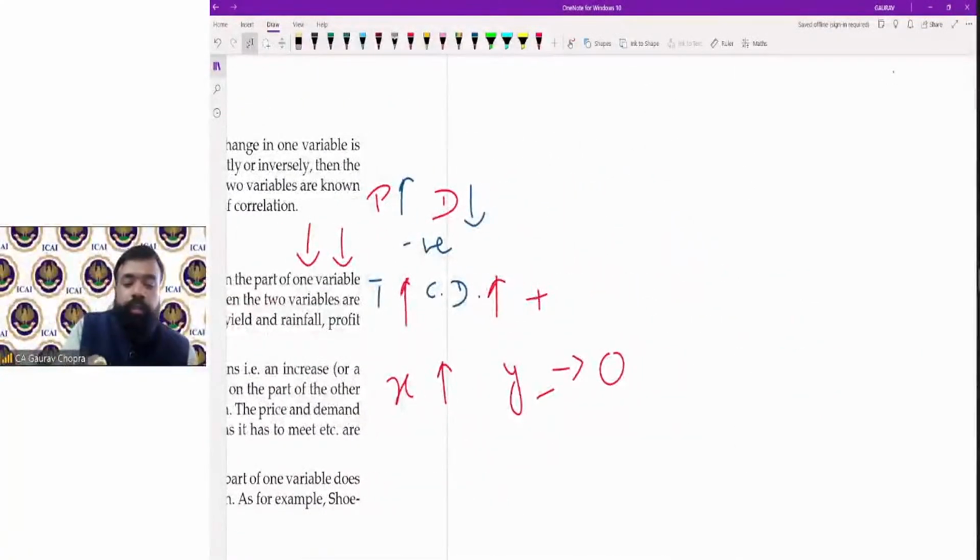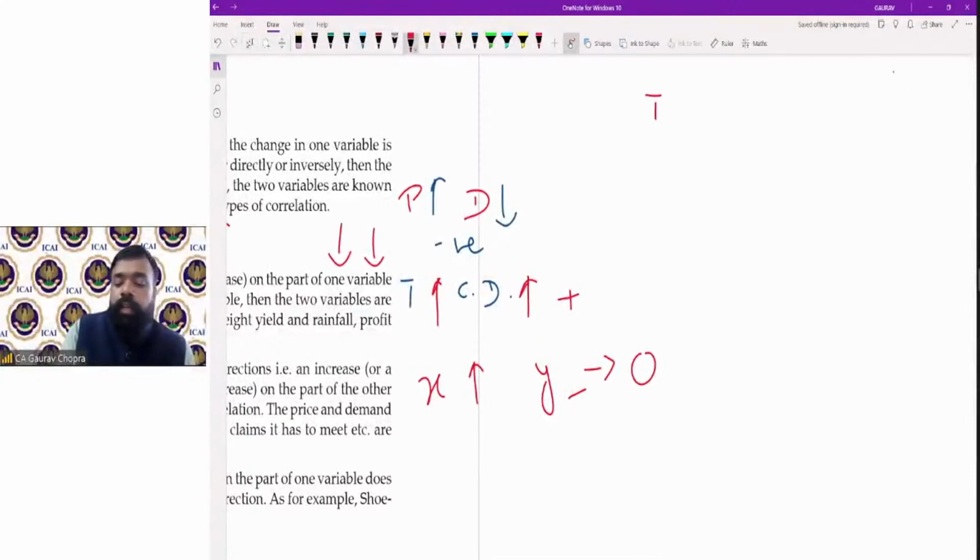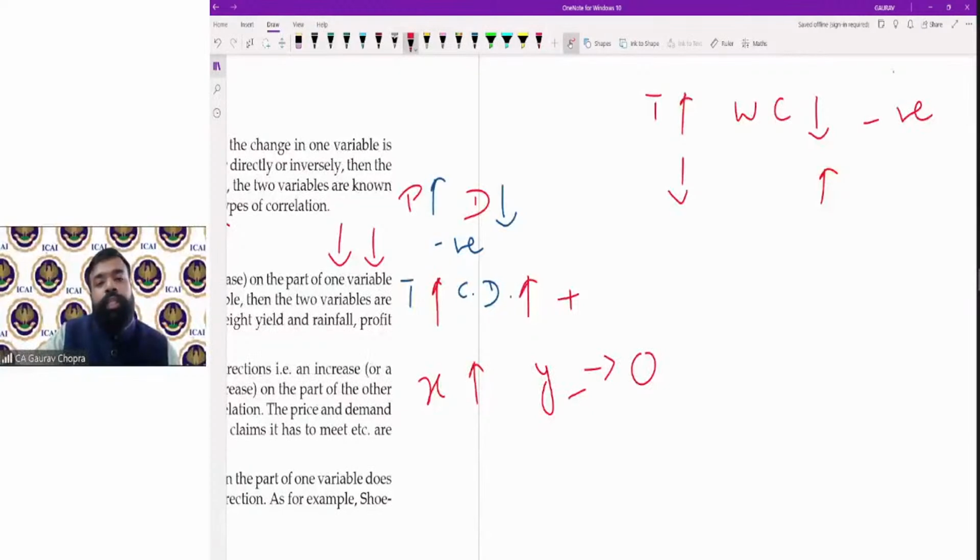Temperature and sale of woolen clothes. So what kind of relation will be there between these two variables? So you can say if temperature increases, sale of woolen clothes decreases, क्योंकि गर्मी में woolen clothes कौन खरीदता है? And similarly, if temperature decreases, sale of woolen clothes increases. So correlation will be negative because they are moving in opposite direction.